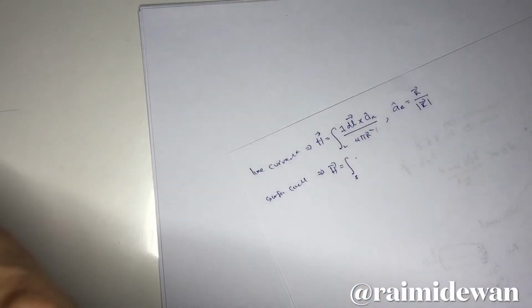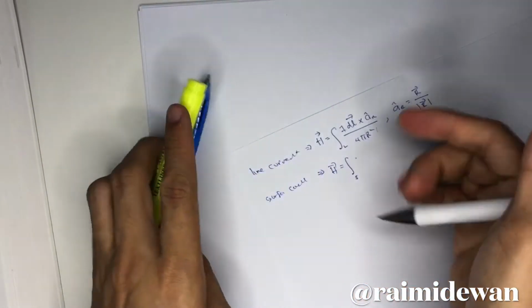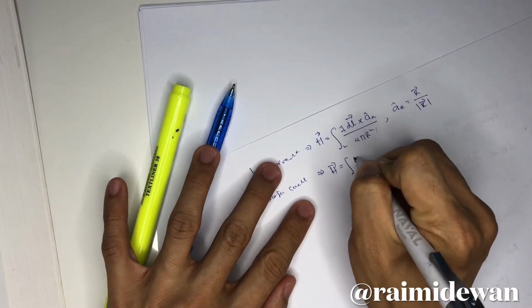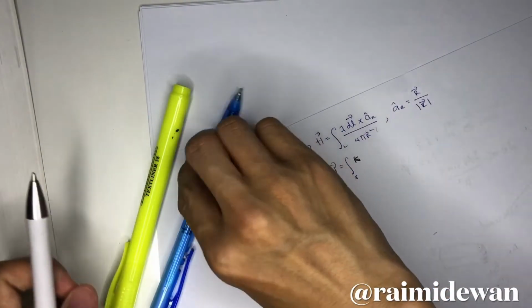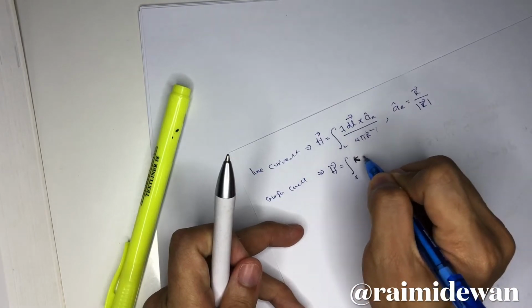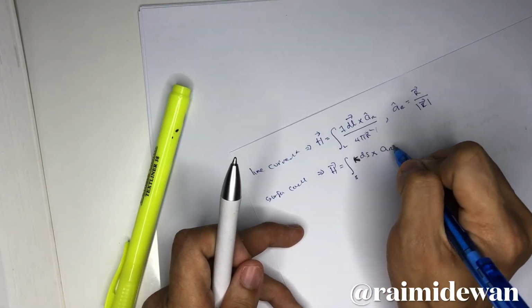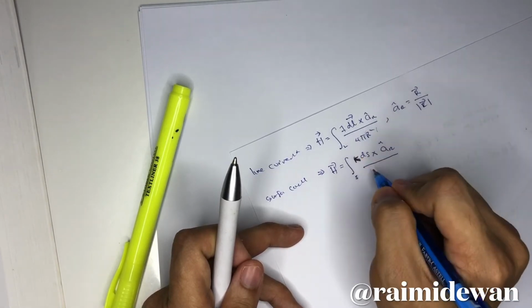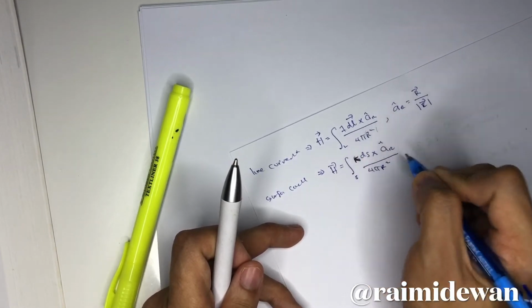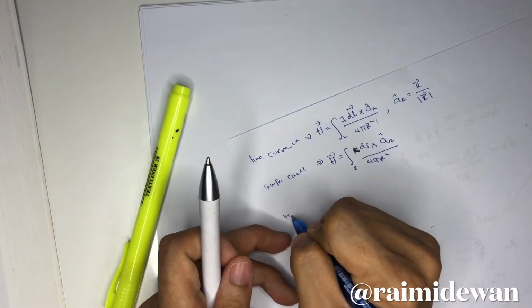Let me put different colors so we can see the difference. Okay, later I will explain more. Then we have dS because it's a surface, and cross with our aR over 4 pi r squared. Okay, next is volume.